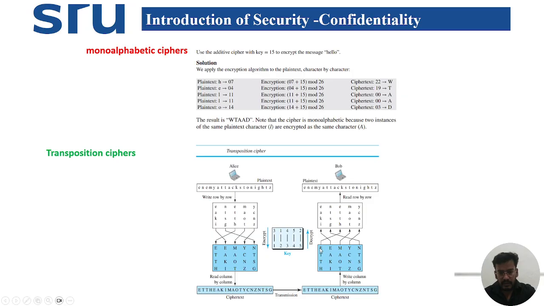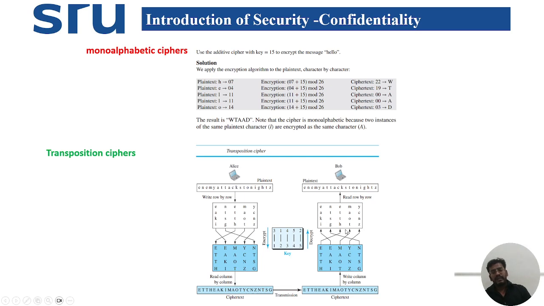Sorry, this is the third. First, we need to take from here. The first row goes to the third column, the second goes to the first, and the third goes to the fourth column. So the third goes to the fourth, the fourth goes to the fifth, and the fifth goes to the second.